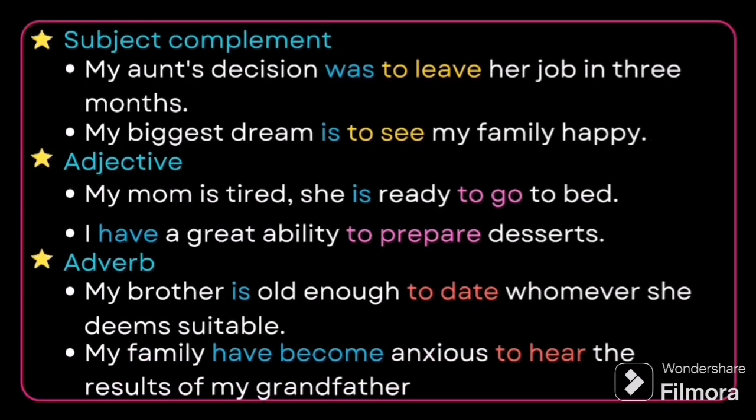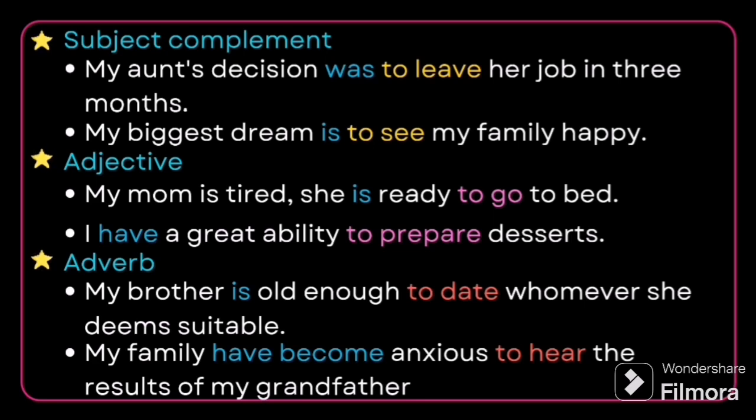Now, third function, subject complement. First example: my aunt's decision was to leave her job in 3 months. My aunt's decision is the subject, was is the verb, and to leave is the subject complement. Next: my biggest dream is to see my family happy. My biggest dream is the subject, is is the verb, and to see is the subject complement.